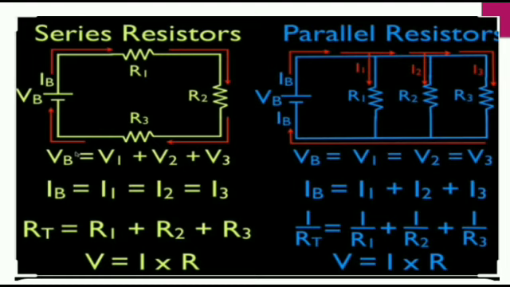And if you go to the parallel resistors, R1, R2, R3 are connected in parallel to the base voltage. Therefore only the current differs, while the same voltage appears across each. Therefore VB is equal to V1, V2 and V3. Okay, this is parallel connection combinations. Okay students, any doubt?